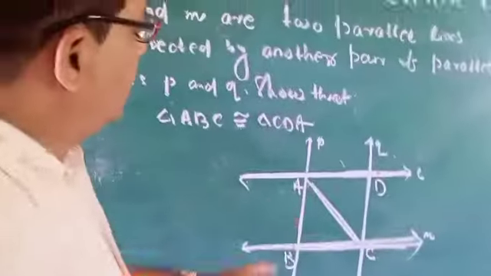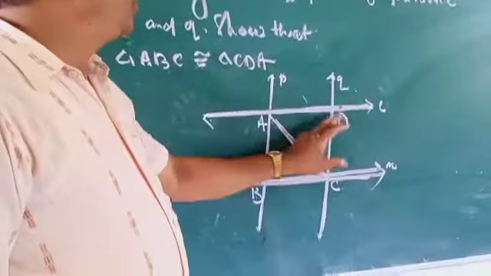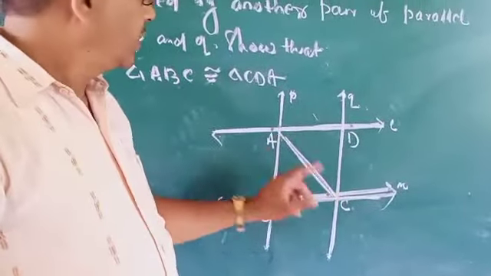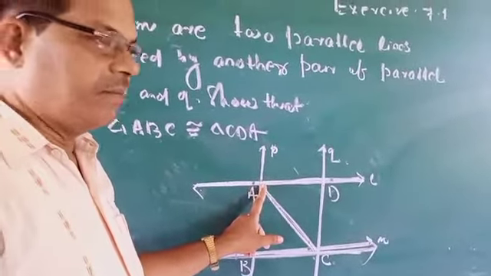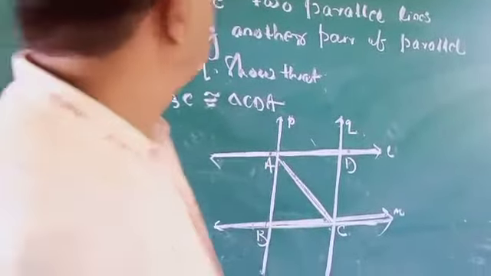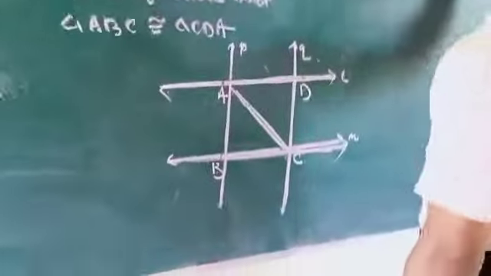Now you see A, B, C, D. What will ABCD be? ABCD will be a parallelogram. Why? Because, prove, you see, prove.